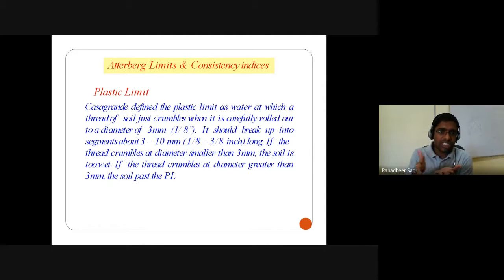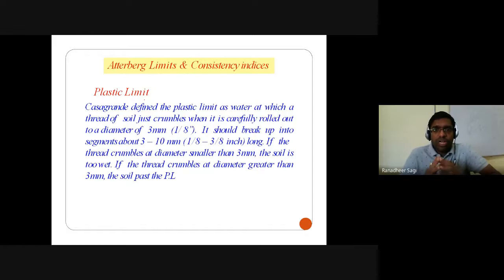Why over the surface of a glass plate? Why not over the surface of a hand or on any other tile? When you roll it on other surfaces, there is a possibility that the surface might absorb some of the water present in the soil. To avoid that, we roll it on the surface of a glass plate. That is the only reason. When you roll that soil into a thread on a glass plate, exactly when it is rolled into a thread of 3 mm, if you find cracks forming on the surface of the soil thread.